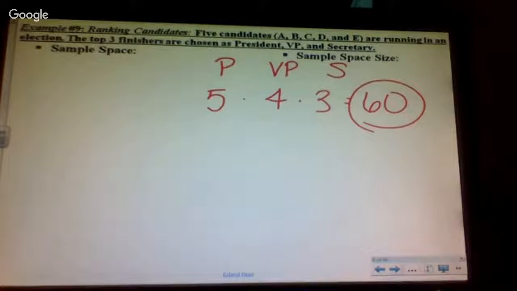So you need to determine whether you can reuse an answer or whether once you use it, you need to take it away and not use it again. That's going to be your job in this next section. Any questions on sample space? Okay.